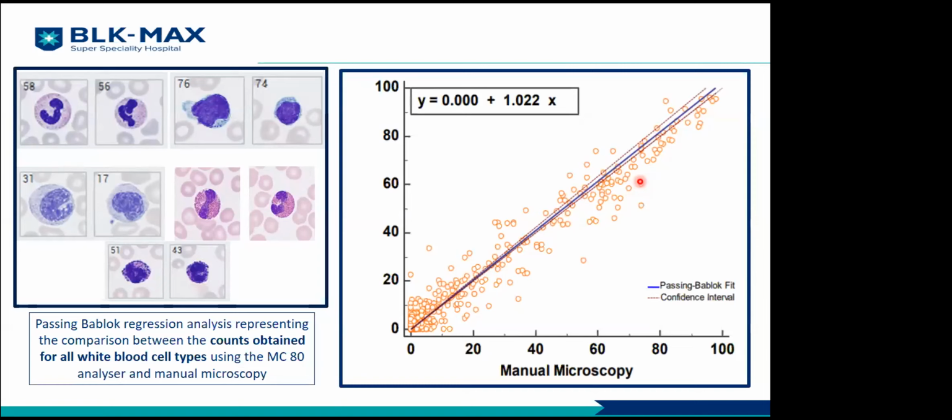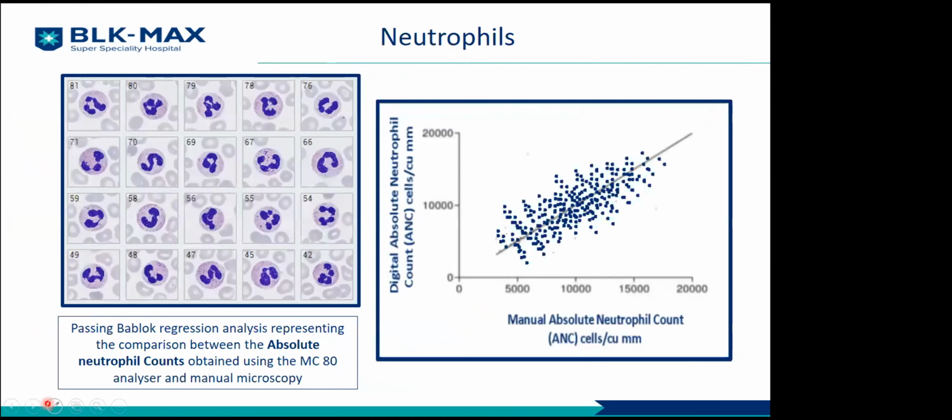And in this particular case, we tried to look at the counts obtained from manual microscopy against the digital morphology platform. When you look at this Passing-Bablok regression analysis, you're seeing a significant correlation between all the cell types between the automated digital morphology and the manual morphology. And this obviously enhanced our sense of security that I'm not going to be missing out anything when I'm using only digital morphology for analysis.